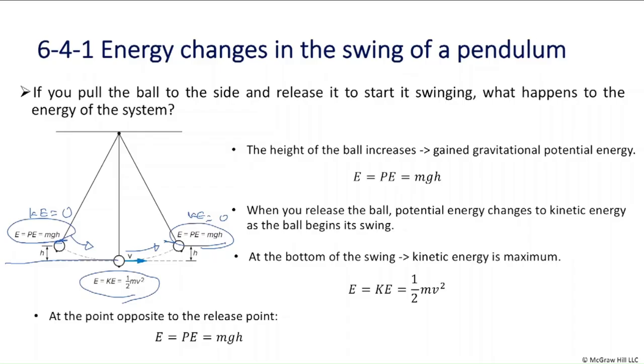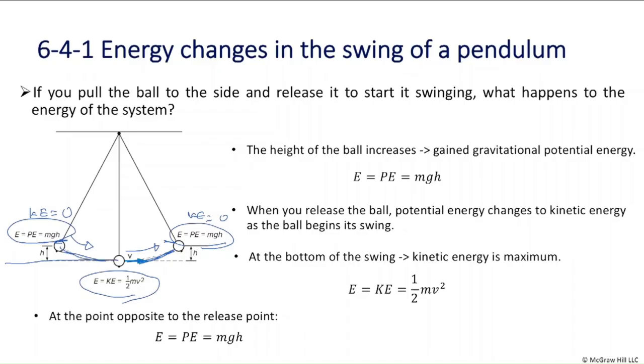Now this continues again and again. The potential energy converts to kinetic energy at the lowest point and then the kinetic energy is converted back to potential energy at the highest point. And in between, the ball has both potential and kinetic energy.